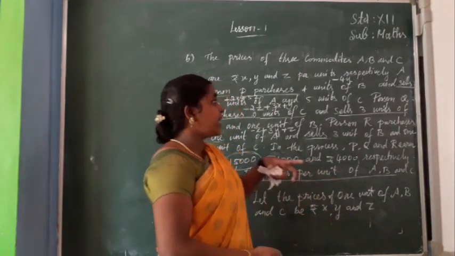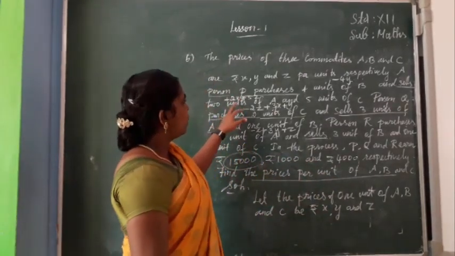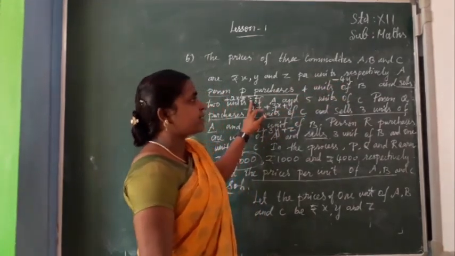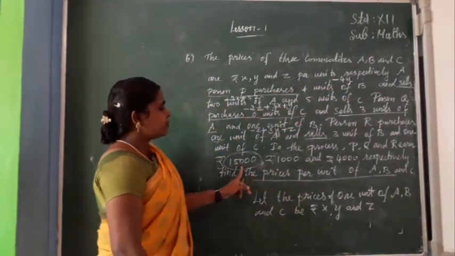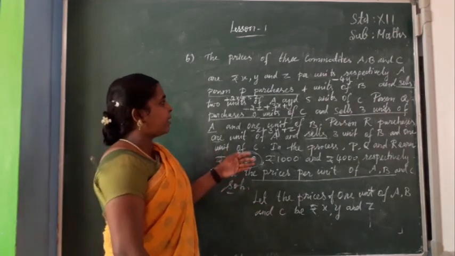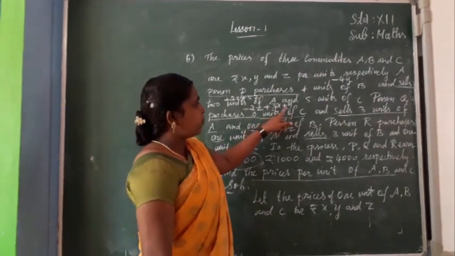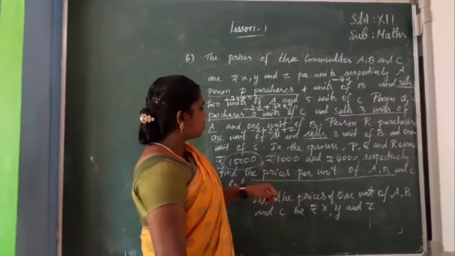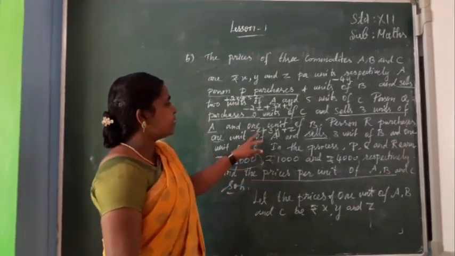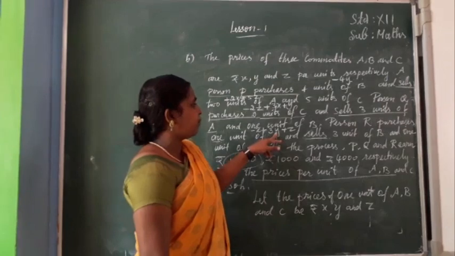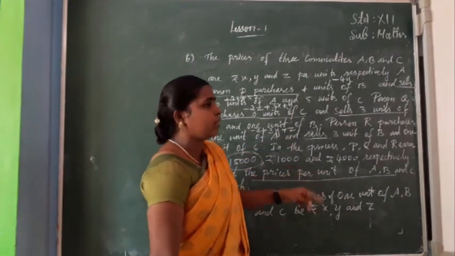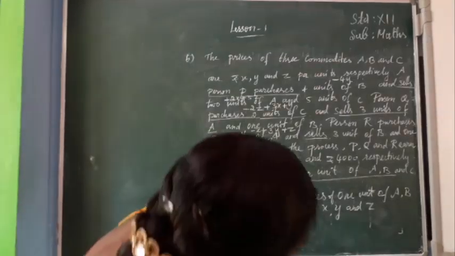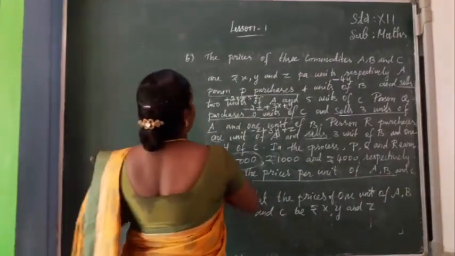Okay, those are the three equations. First equation is 2x minus 4y plus 5z equal to rupees 15,000. Second one is 3x plus y minus 2z equal to 1000. Third one is minus x plus 3y plus z equal to 4000. Okay. So I am writing the equations here first.